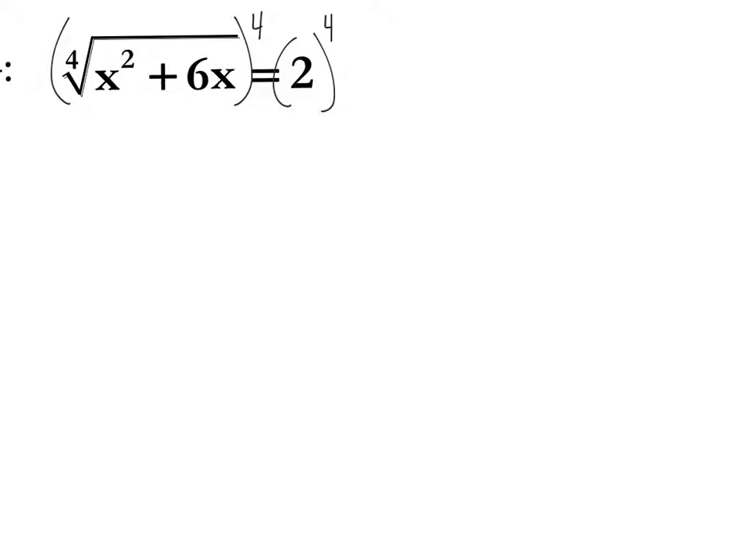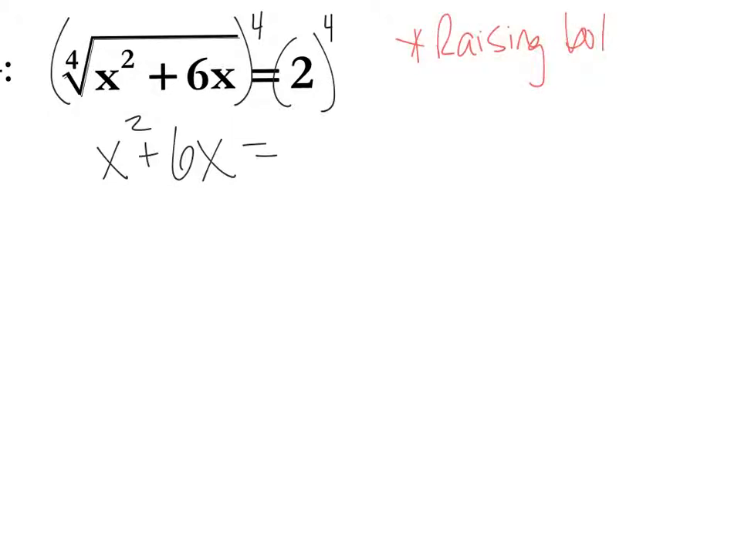So that's what cancels my radical on the left-hand side, and I get x squared plus 6x. And 2 to the fourth is not 8, you guys. I see that mistake a lot. You're not multiplying by 4. You're actually raising that to a power. You are raising both sides to an exponent. Okay, so you're not multiplying. That is a common mistake I see. 2 to the fourth, 2 times 2 times 2 times 2, that, my friends, is 16.